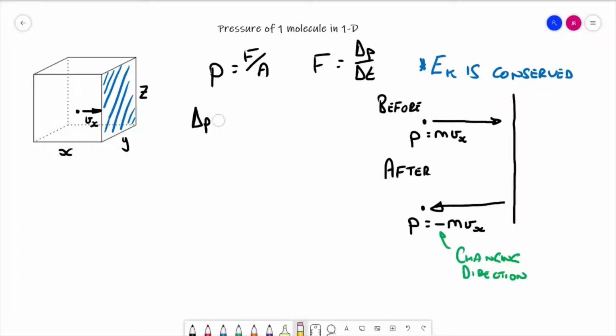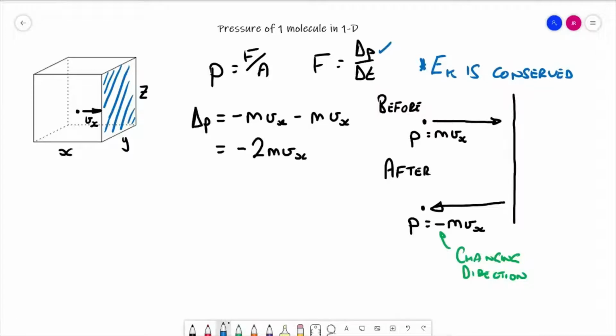So our change in momentum will now become this. Well, the final is what I've written as after, so it's minus mvx, minus the initial, which of course is mvx. So the change in momentum, when we calculate that through, so minus mvx minus mvx, gives us a total of minus 2mvx, and there is the change in momentum. So that bit there is done.